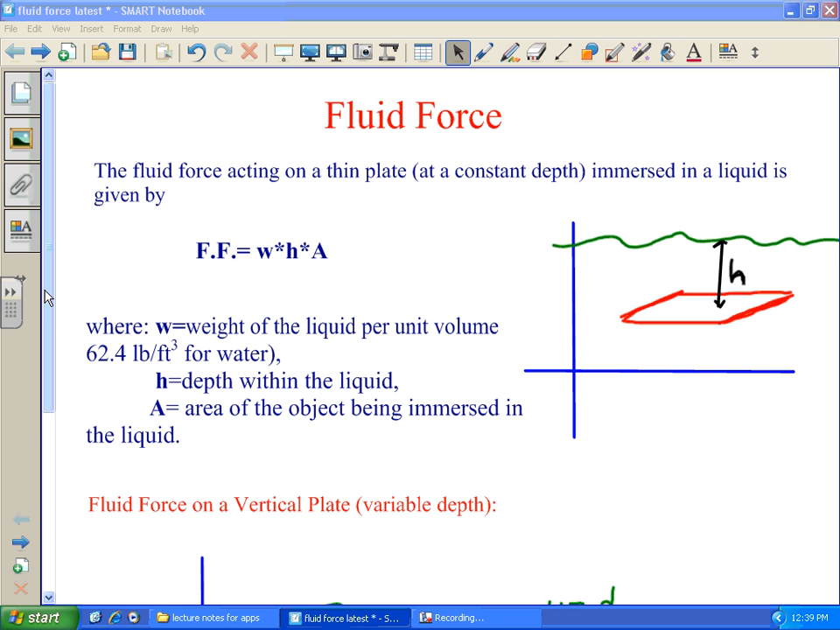And then, as we've been doing so far, we're going to look at situations where you don't have constant depth, you have variable depth. That's where we have to bring in more complicated methods such as integration. Okay, let me give you a few moments since you seem to be copying this down, and then we'll talk about it.